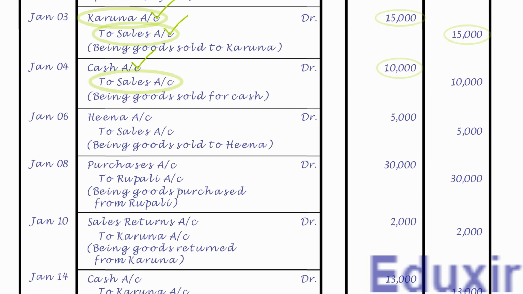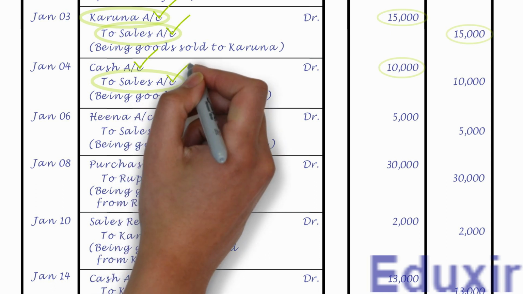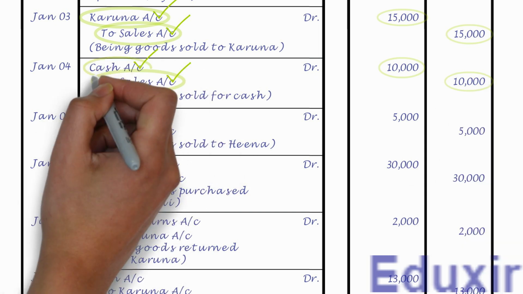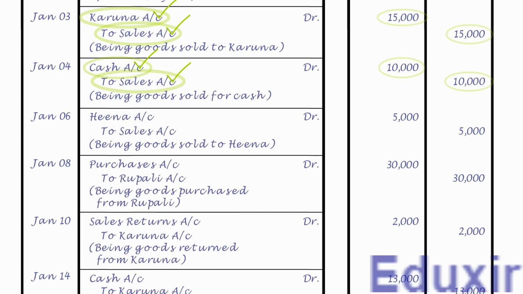As the name suggests, it needs to be posted on the credit side of sales account and the credit amount is 10,000 rupees. Note that the details that need to be posted into the particulars column is cash account. As we already have the sales account, let us now post this entry into that account.